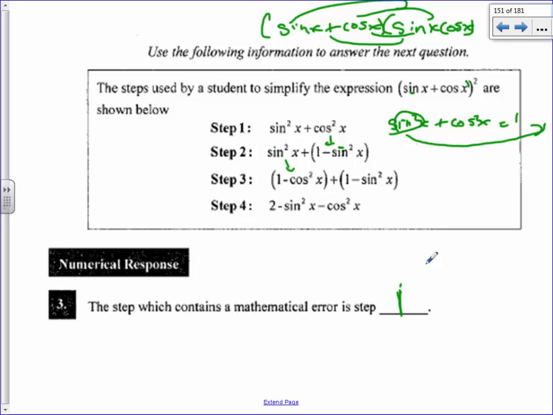Yeah, they forgot to factor properly. They just squared both of the terms, but they missed the middle terms. Does that type of question, though, make sense where they might ask you not to do the work yourself, but find the mistake?